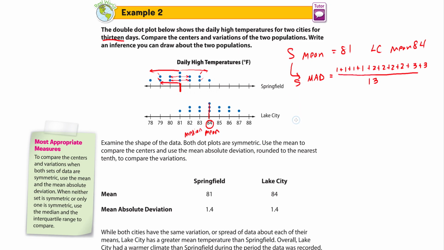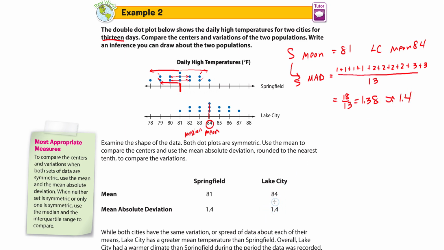So if I do that, I can do that arithmetic in my head. 1, 1, 1, there's 4, 5, 6, 7, 8, 9, 10, 11, 12. 12 and 6 is 18. So the mean absolute deviation for Springfield is 18 over 13. And so 18 divided by 13, and I get 1.38 approximately. And it says rounded to the 10th. So that's why they got 1.4 there. I didn't round appropriately. Yeah, approximately 1.4.